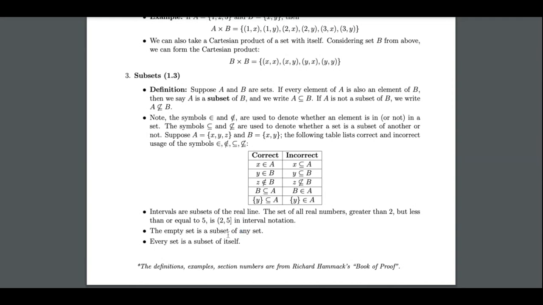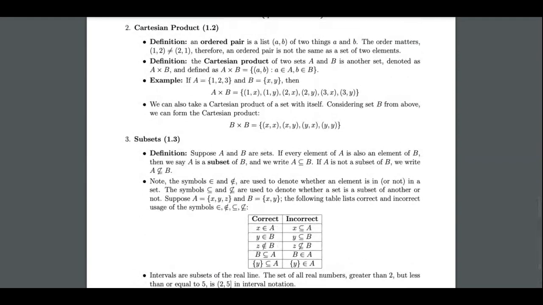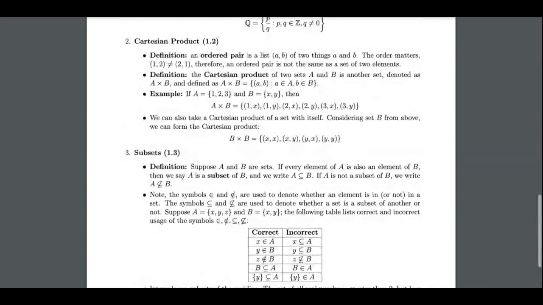The empty set is a subset of any set. This is an important concept. So later on, we will calculate how many subsets a set has, so we need to remember to count the empty set as one subset. And every set is a subset of itself. Let's do a little bit of practice. Then we talk about the Cartesian product. All right, let's talk about set and subset.